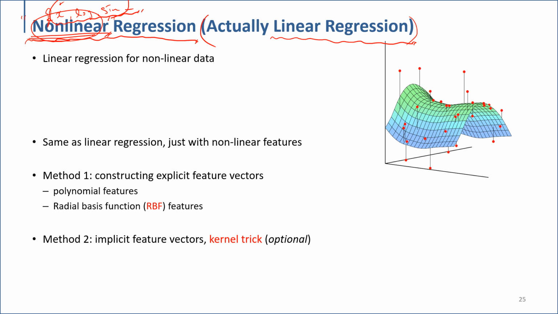So the objective of nonlinear regression is doing some linear regression process for nonlinear data. Let's say in this case, we can see some data points, and we can clearly see some nonlinearity.